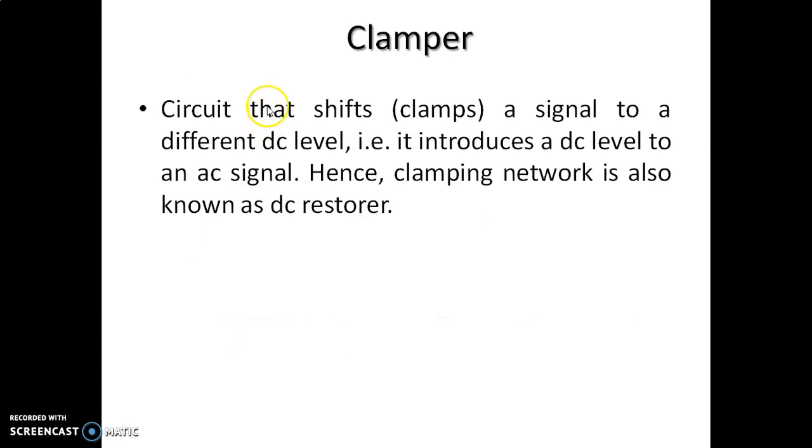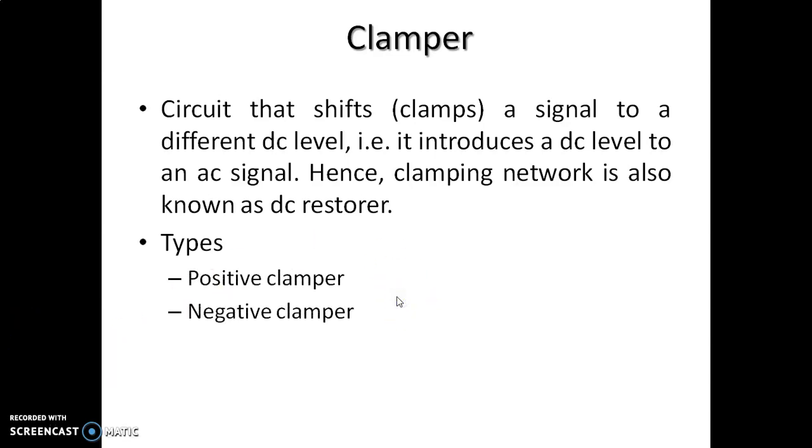Clamper is a circuit that shifts or clamps a signal to a different DC level. That is, it introduces a DC level to an AC signal. Hence, clamping network is also known as DC restorer. Types of clamper: positive clamper and negative clamper.